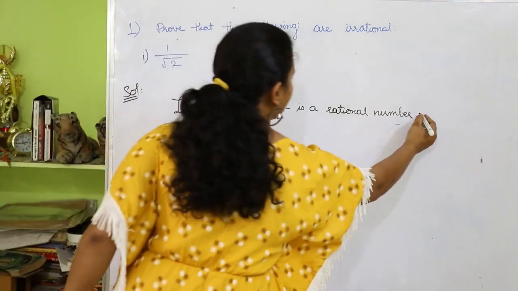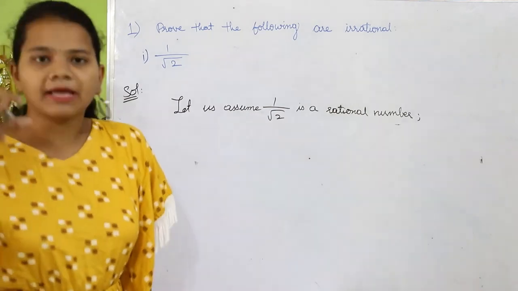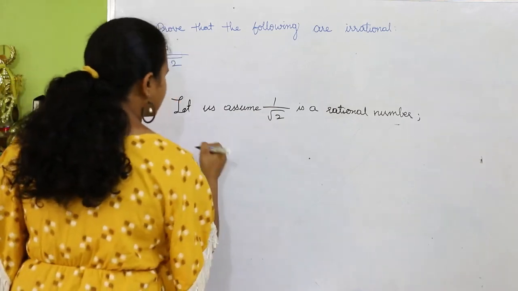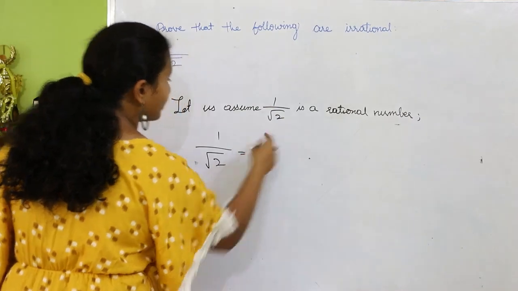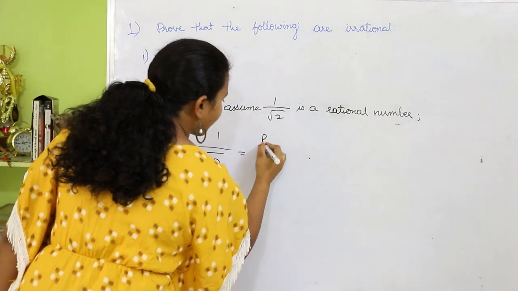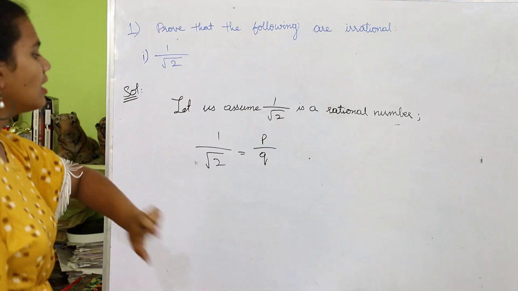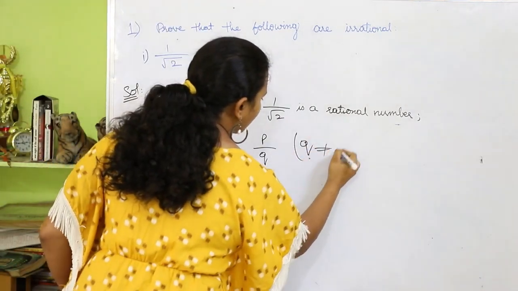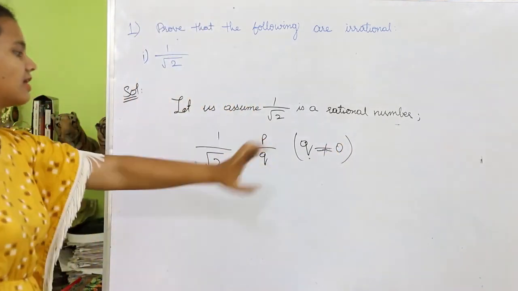Then what happens here? A rational number is in p by q form, where q is not equal to 0. So since we have assumed 1 by root 2 is a rational number, I am writing 1 by root 2 equal to p by q, where p and q are some integers, and obviously q is not equal to 0.